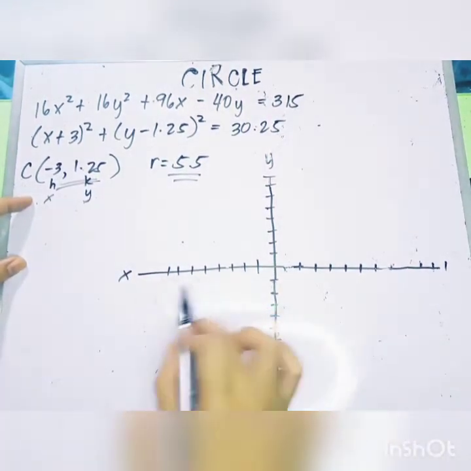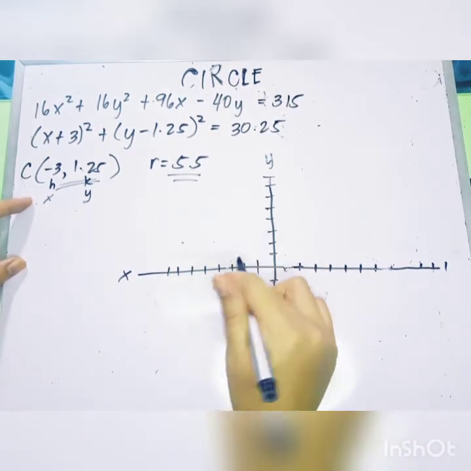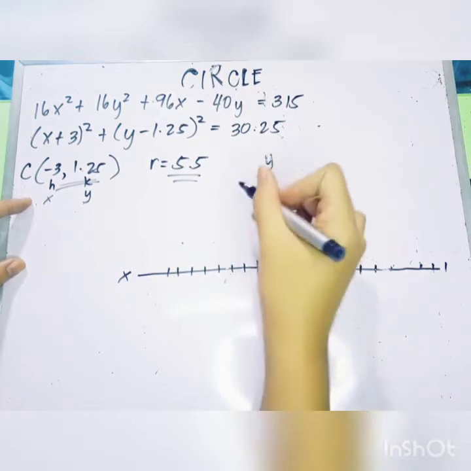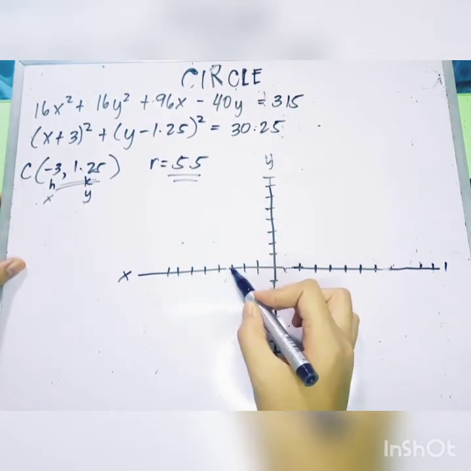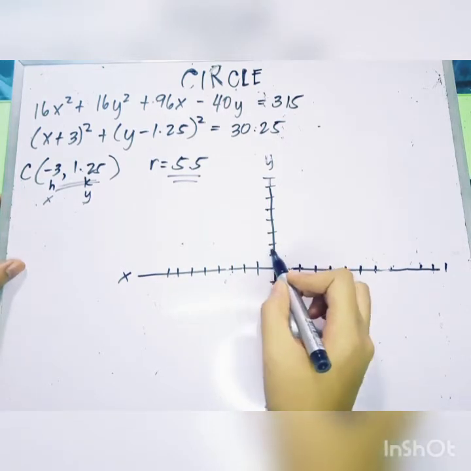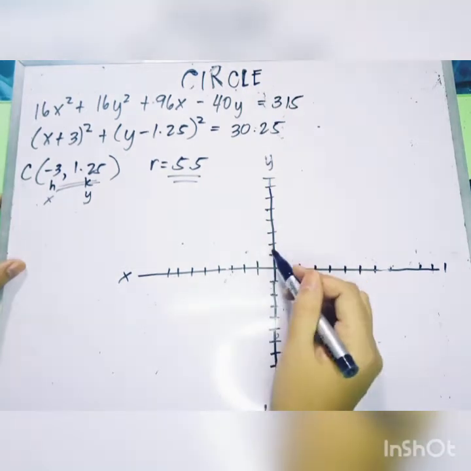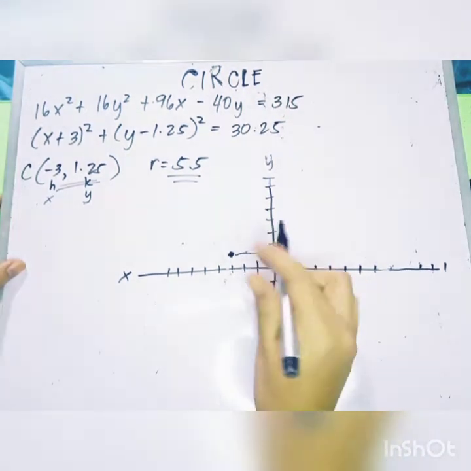Okay, so for the h, we have negative 3. So here, this part is the negative. So let's count 1, 2, 3. This one from here, and then positive. So, we go upward because k is positive. Okay, so from negative 3 and 1.25. So, 1.25 is around here. So, here.